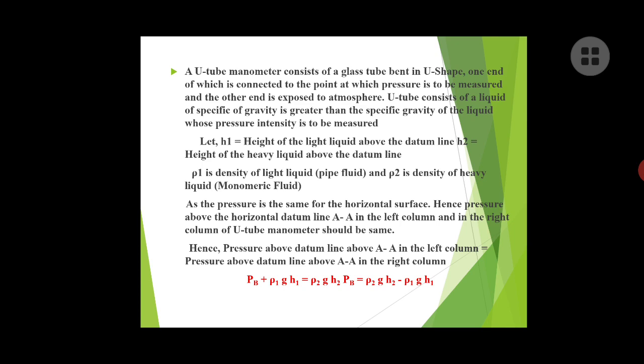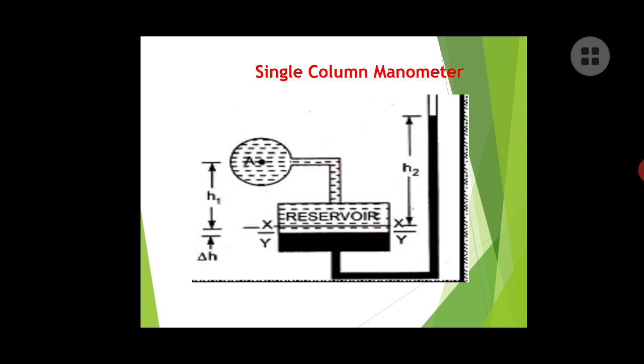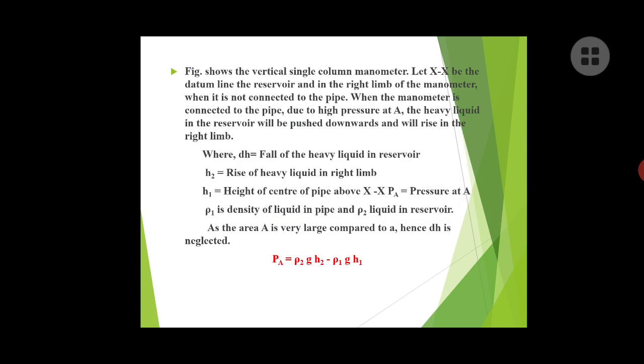So next is the single column manometer, which is shown in the figure. It consists of a reservoir and two datum lines X-X, Y-Y. The figure shows a vertical column manometer. Let X-X be the datum line of the reservoir of the manometer, which is not connected to the pipe. When the manometer is connected to the pipe, due to high pressure, the heavy liquid in the reservoir will be pushed downward and will rise rapidly. Delta h is the fall of heavy liquid in the reservoir. So h 1 is the rise of heavy liquid in the right limb. h 2 is the height of the center.